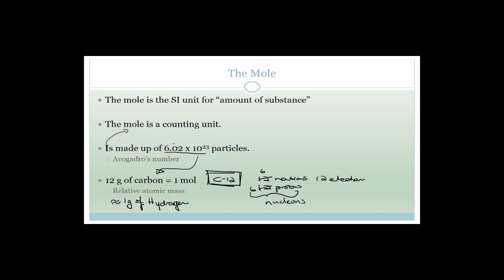And just in case you don't understand how big that is, let me give you an idea. That is 602, and then it's 21 more zeros. That's how big that number is. It's huge, okay?